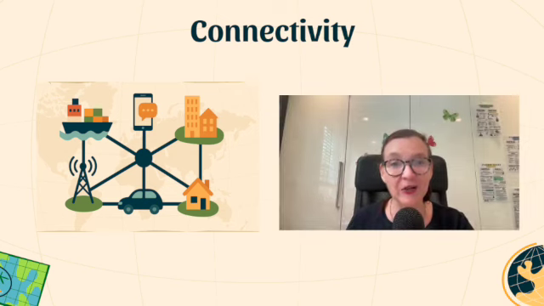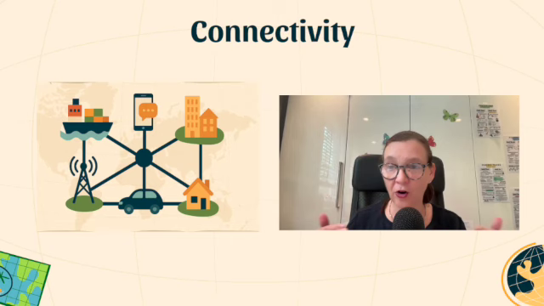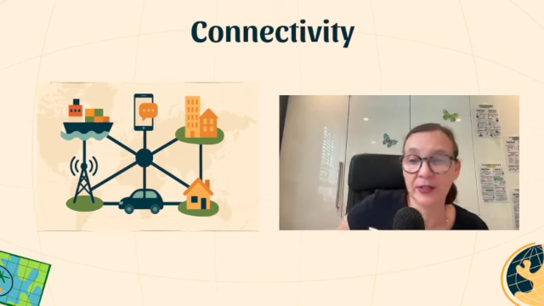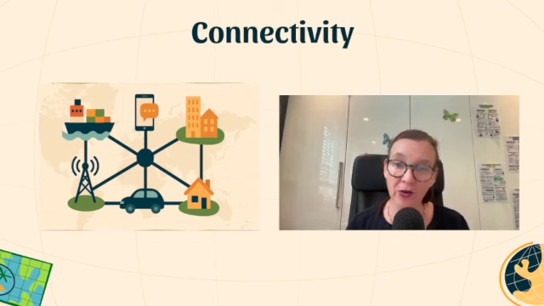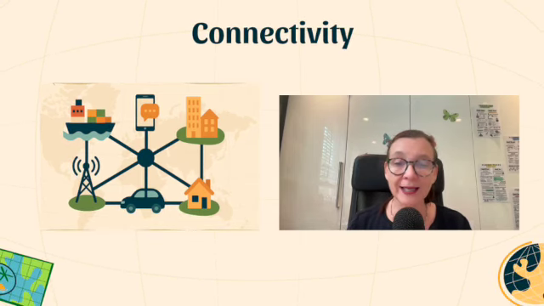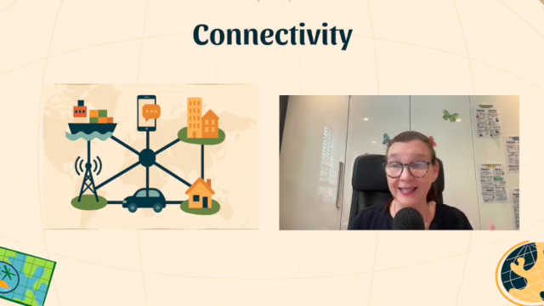Okay, now let's talk about connectivity. This is a key concept that helps us understand how places are linked in a network. Here's the definition: connectivity is the degree of direct linkage between one location and another. The more connected a place is, the easier it is to move people, goods, or ideas in and out of it.